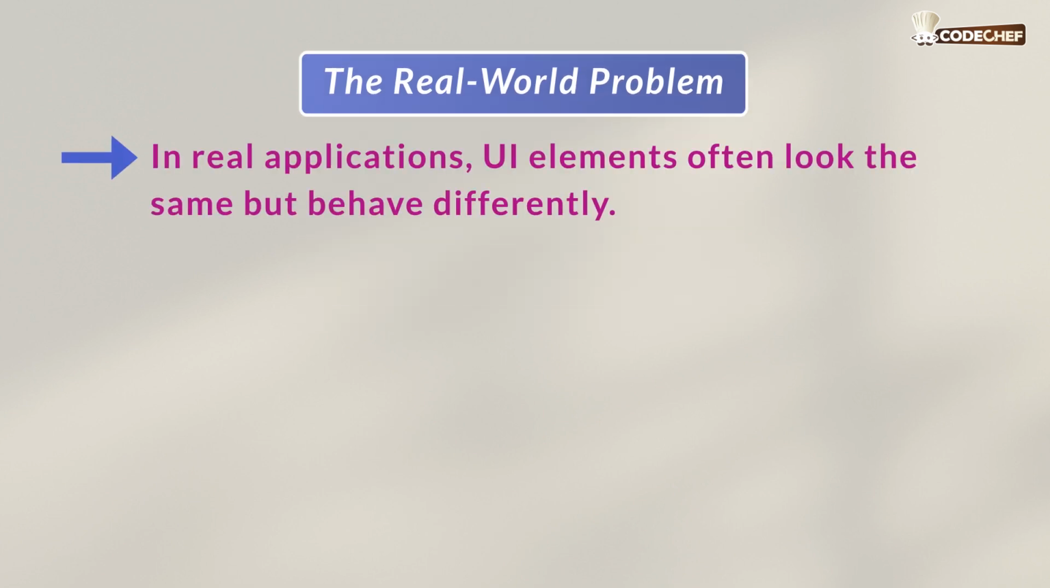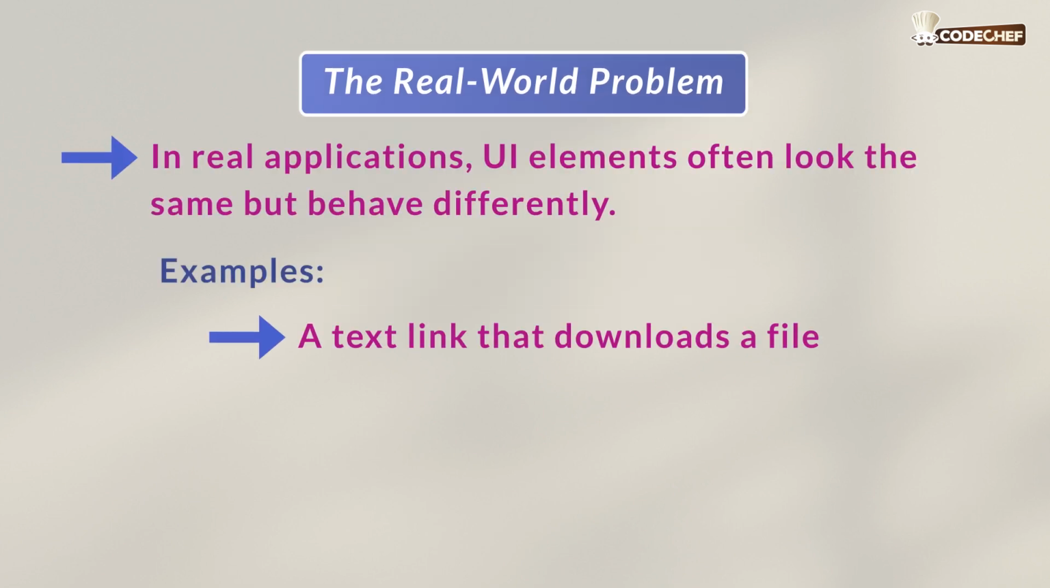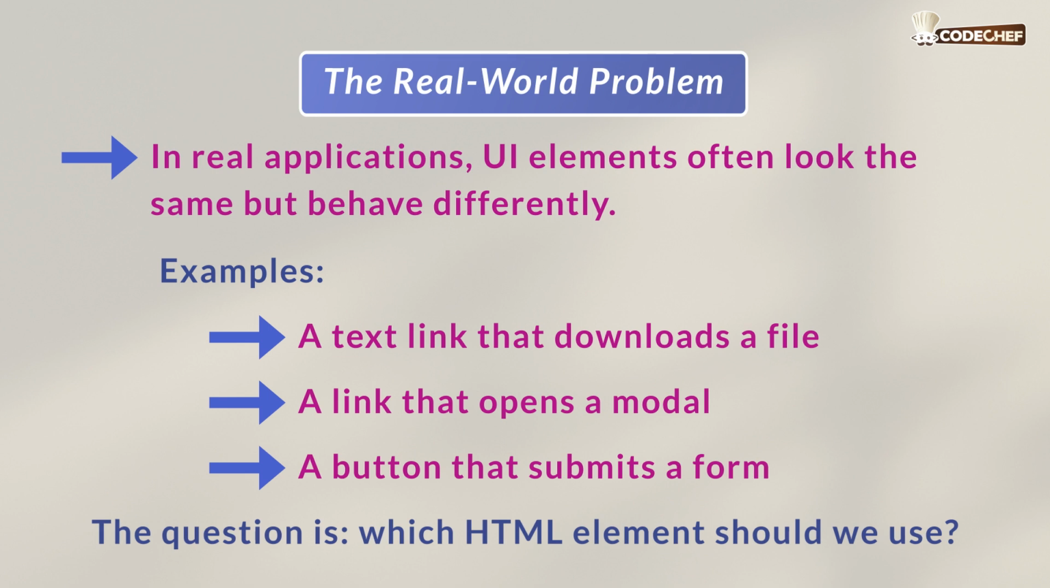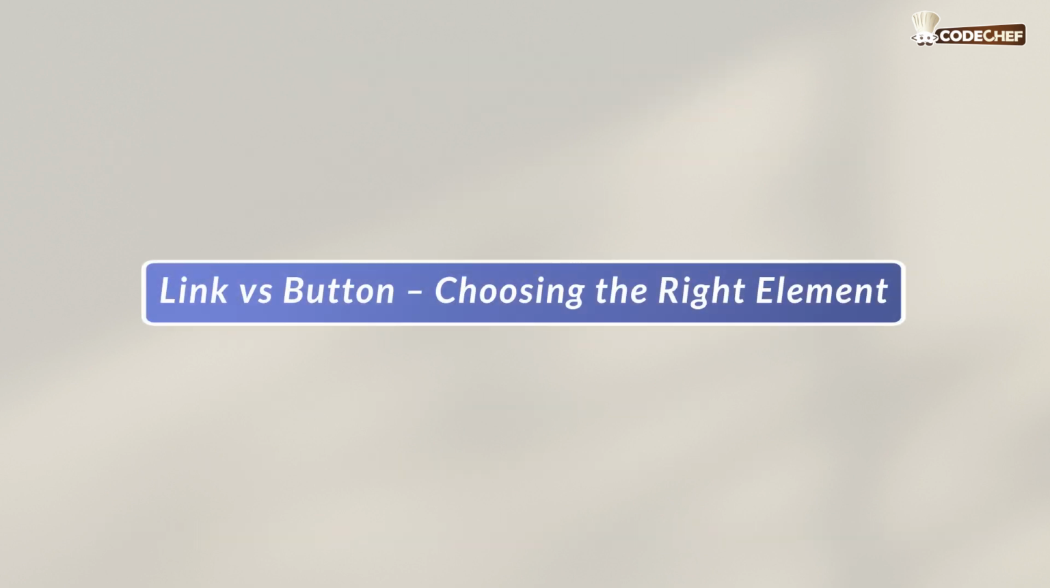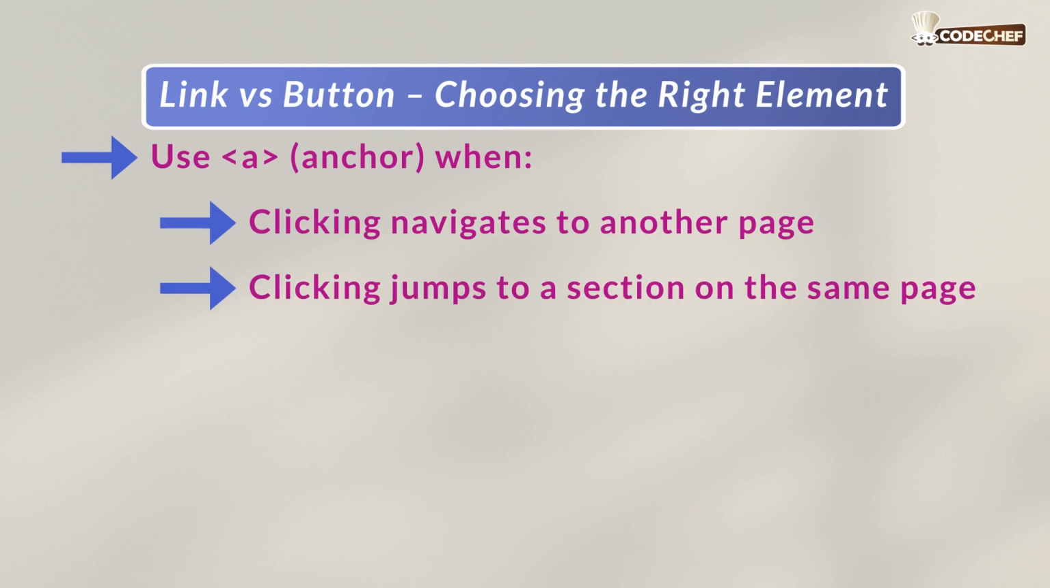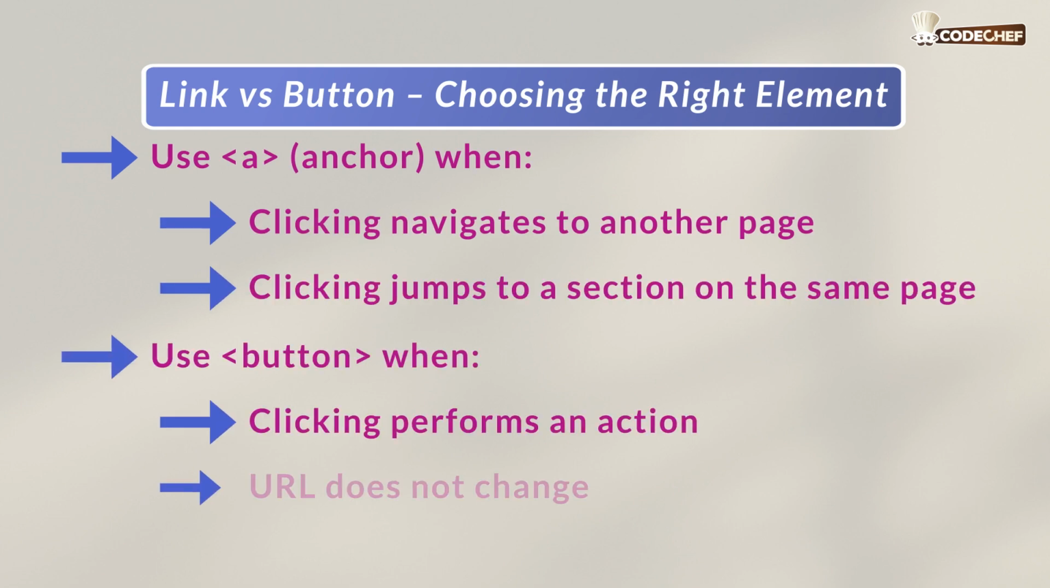In real applications, UI elements don't always behave the same way. Something that looks like a link might download a file or open a modal. Another element might submit a form instead of navigating. So the question becomes, which HTML element should we actually use? A simple rule helps us decide. If clicking navigates to another page or section, we use an anchor tag. If clicking performs an action without changing the URL, we use a button. This rule keeps our HTML meaningful and predictable.